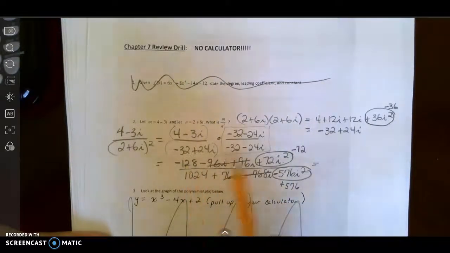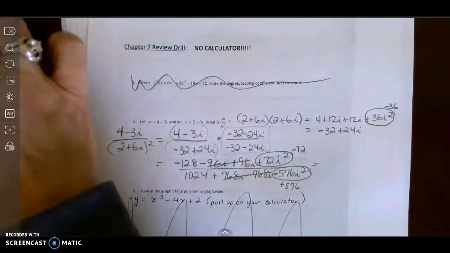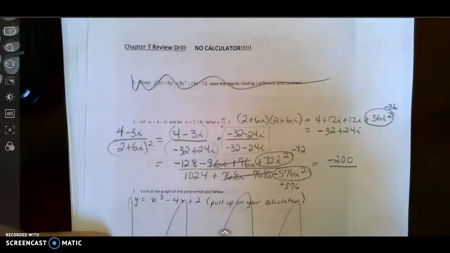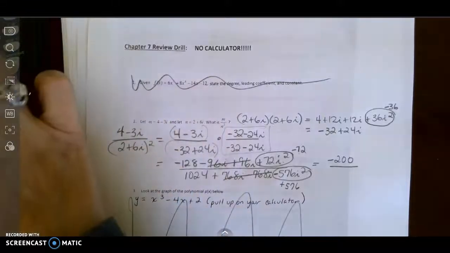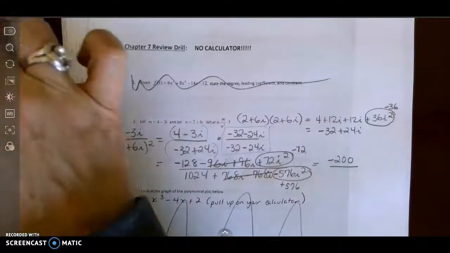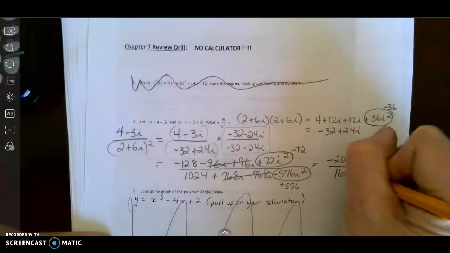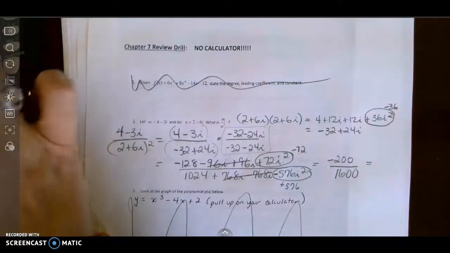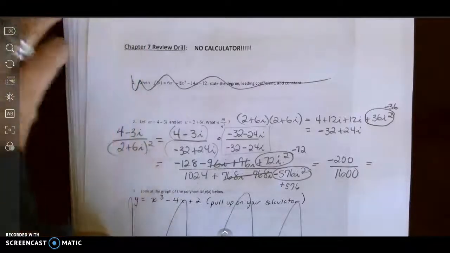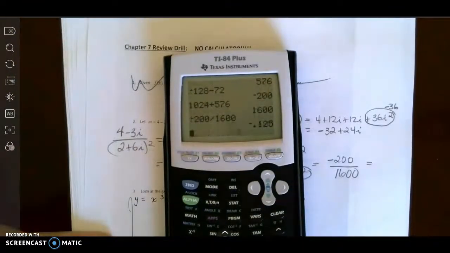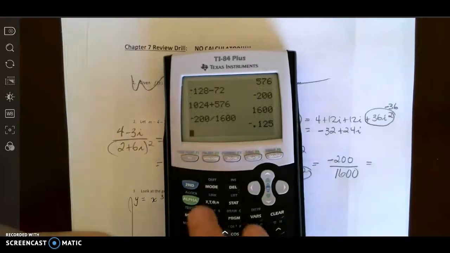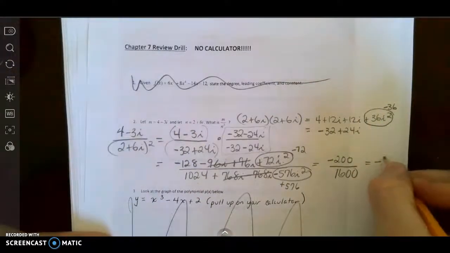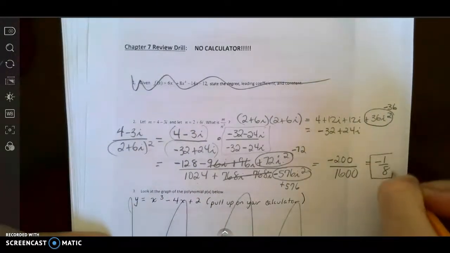So we have negative 128 minus 72, and I get negative 200 over 1024 plus 576. I get 1600. When I simplify negative 200 divided by 1600, I get negative 0.125. Let's put that as a fraction. Math, enter, enter, negative 1/8. So my final answer is negative 1/8.